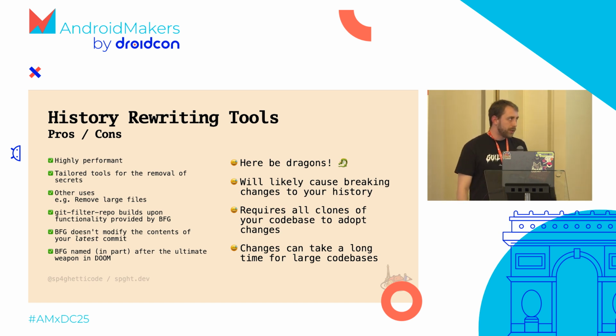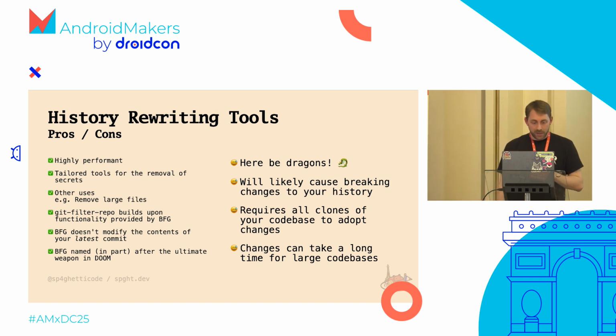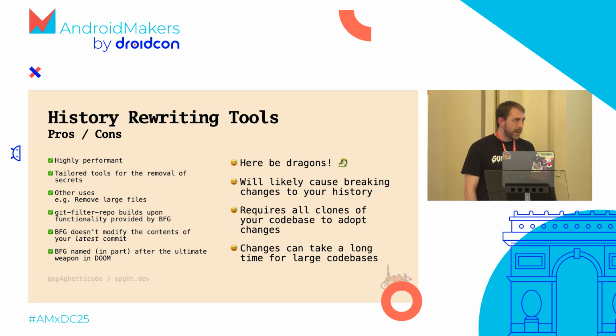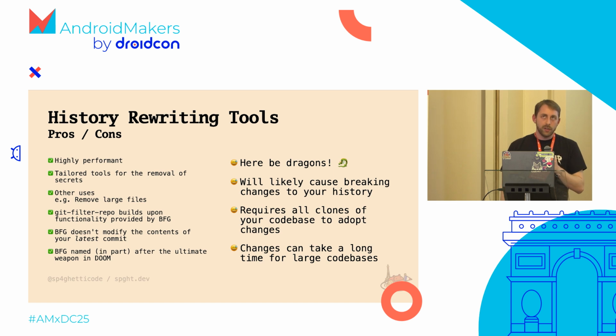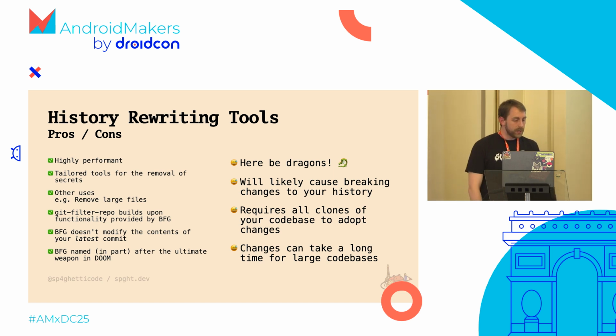BFG can also be used to remove really large files. If you have really large files that are making your repo very difficult to maintain, BFG is another option for that. And git filter repo actually was inspired by BFG, so it has a few more features here and there as well.